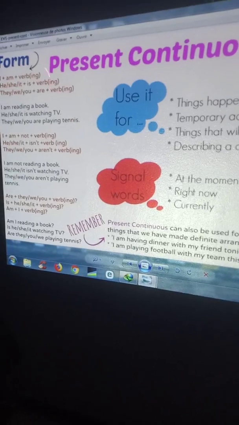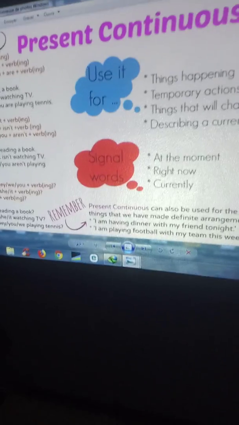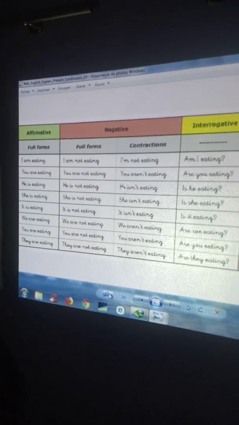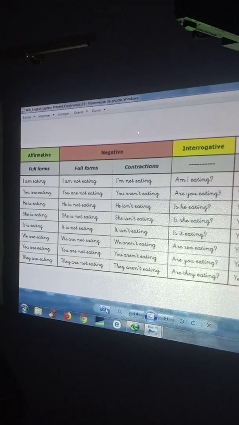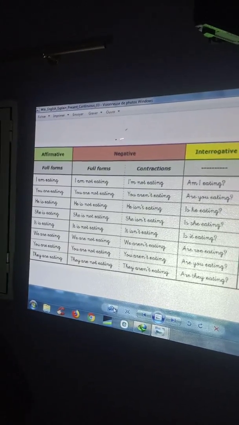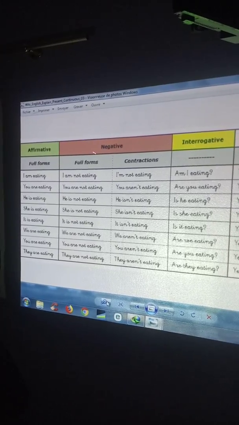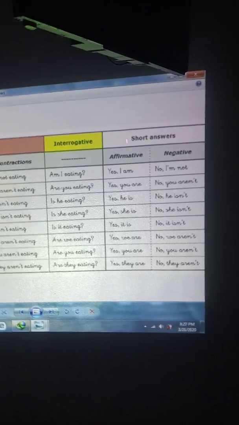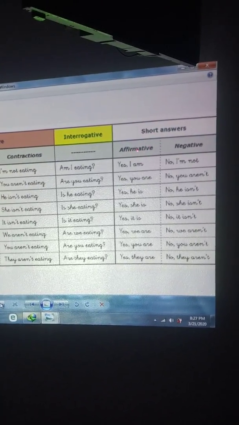Right now I'm going to show you a table in which we have all of the forms. Okay, my dear students, this is a table in which we have the verb to eat conjugated in the present continuous in all forms: affirmative, negative, and interrogative. And in the interrogative we have short answers, affirmative and negative.